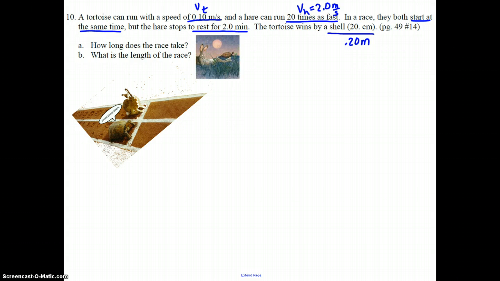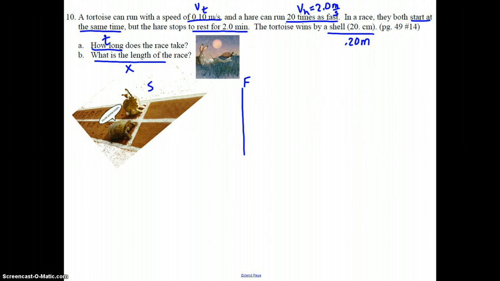How long does the race take? And that's time t. And what is the length of the race? And we'll call that x. Okay? All right. We're going to start with a diagram to map this out. We have a tortoise and a hare here ready at the starting position. And we're just going to call this blue line right here the finish line. And of course, here's the start line.